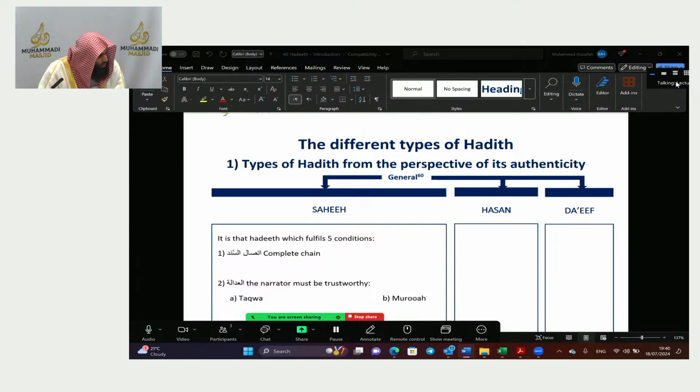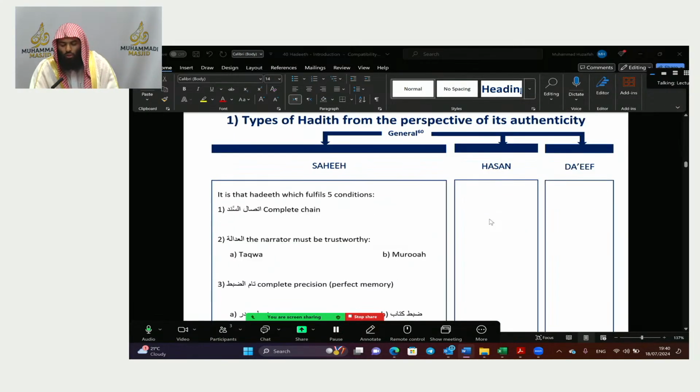Okay, so Martin, what are the 3 types of hadith? Good. So Sahih, which is authentic, Hasan, which is good, and Da'if, which is weak. Aman, what are they? Give me the Arabic terminologies. Sahih, Hasan, and Da'if.